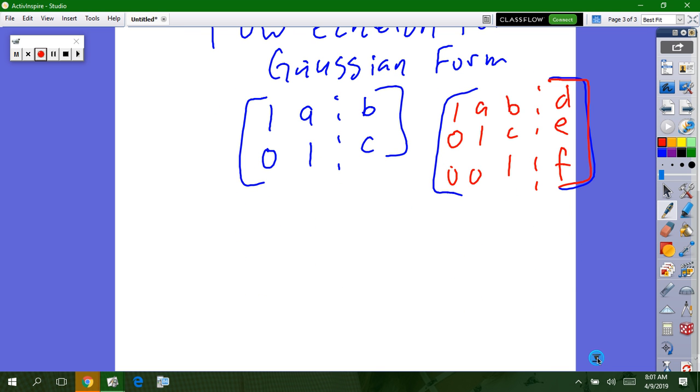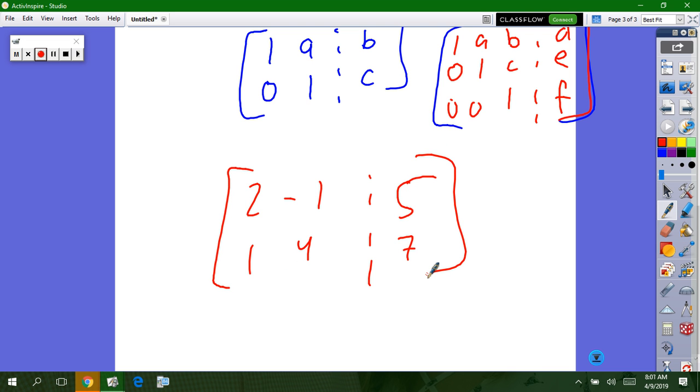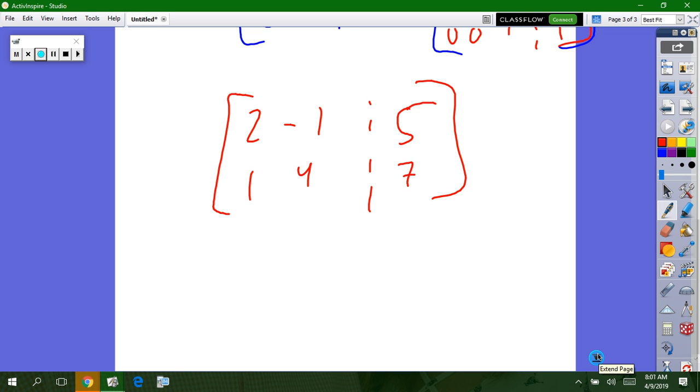Okay, so let's see, what was that matrix that I had above with the formula? 2, -1, -1, 1, 4 equals. All right. Is everybody there with me? We're going to do row echelon form or Gaussian elimination.